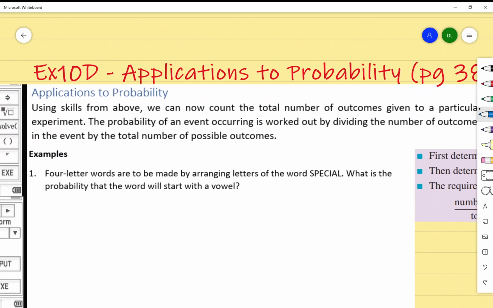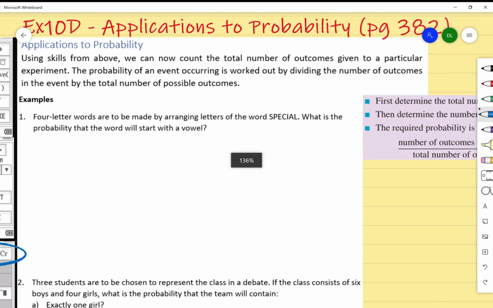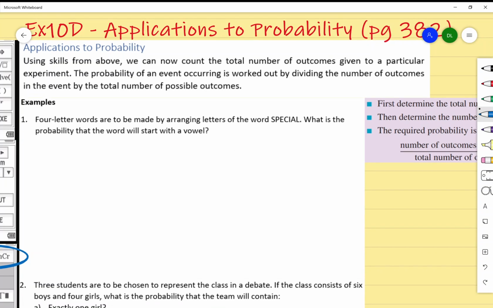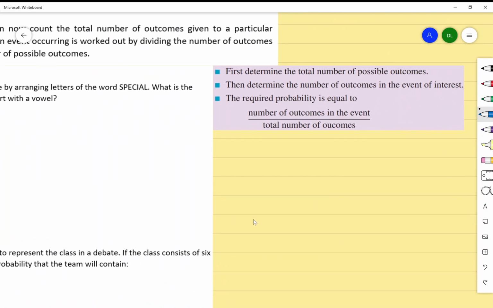Here we go. With applications of probability, we can now count the total number of outcomes for a particular experiment, where the probability of an event occurring is worked out by dividing the number of outcomes in the event by the total number of possible outcomes. I'm going to move this to the right-hand side so you can see the different steps involved. To keep it concise, first you find out how many total possibilities there are. In other words, use your counting method.